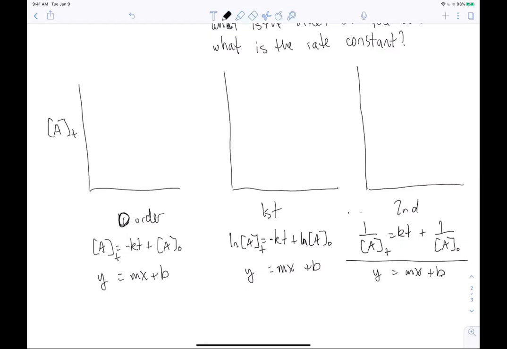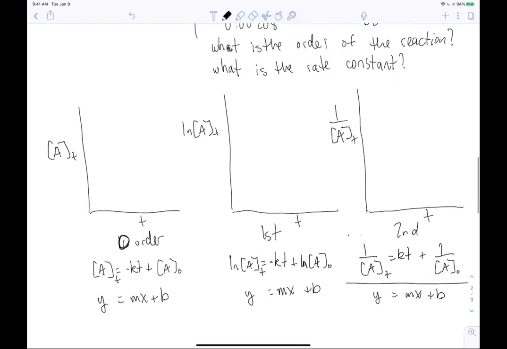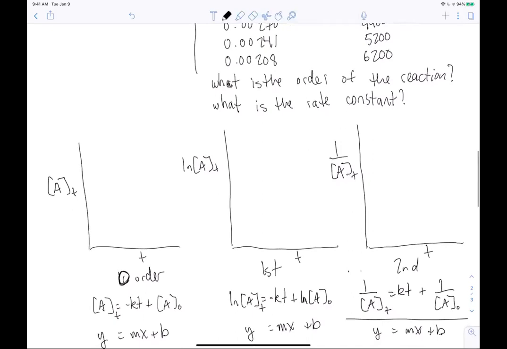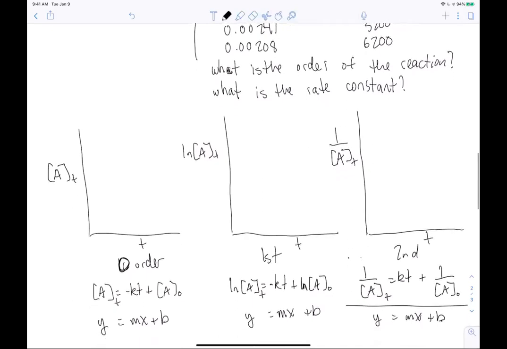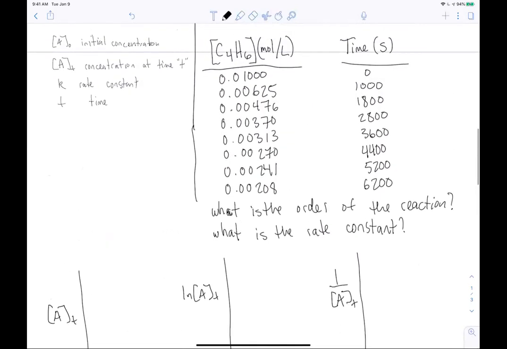So what this tells you is that for a zero order reaction, if I plot A sub T as a function of time, I expect a line. For a first order reaction, it's first order if the plot of the natural log of the concentration with respect to time is a line. And for second order, we know it's second order if it's linear when I plot 1 over A sub T, so 1 over the concentration, with respect to time. And if I go through and actually do this, I don't know what the zero order one looks like, but what I would do now is say, this is my original data.